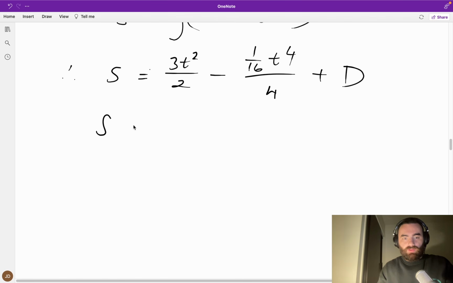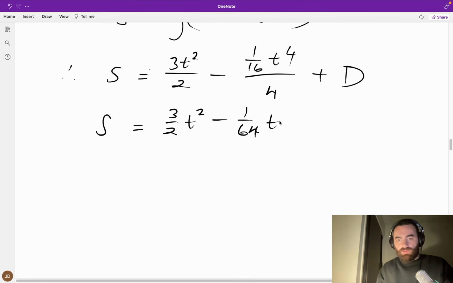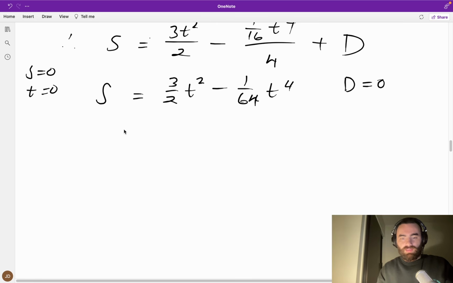And so let's simplify this even more. We get 3 over 2 t squared minus 1 over 64 t to the 4 plus d, and d will be 0 because the displacement is from our starting point O. So when s equals 0, t will equal 0, and so we get d equal to 0. So d equals 0.